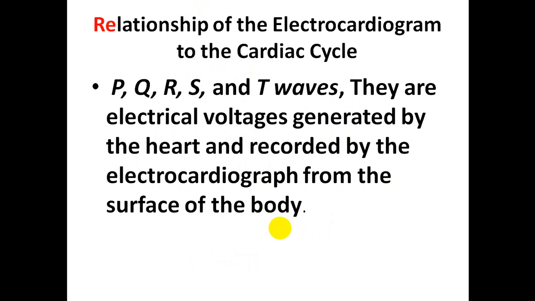Really, when we discuss the cardiac cycle, we see what happens in the ECG, what happens in the cardiac sound, and what happens in the pressure and volume of each chamber with timing. We will discuss ECG, or electrocardiography, in a separate lecture. But it's better to understand this before starting the detailed discussion of the cardiac cycle. There are waves and intervals in the ECG. They are electrical voltages generated by the heart and recorded on the surface of the body.